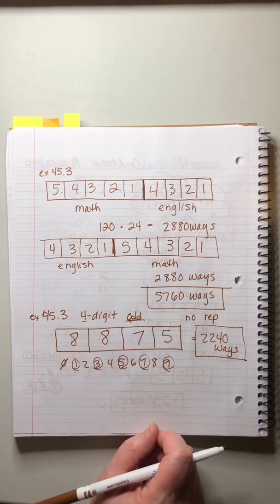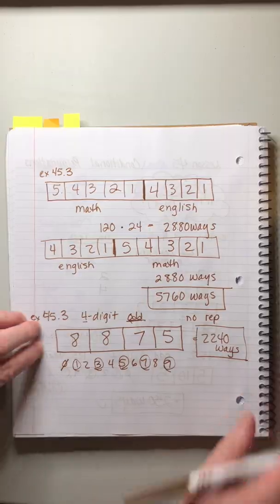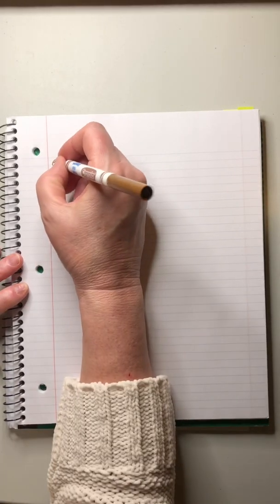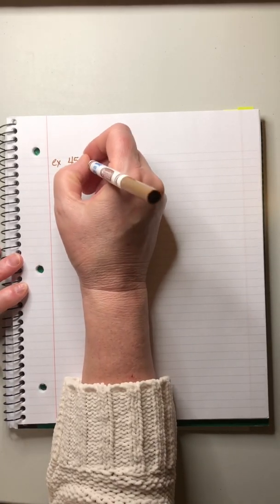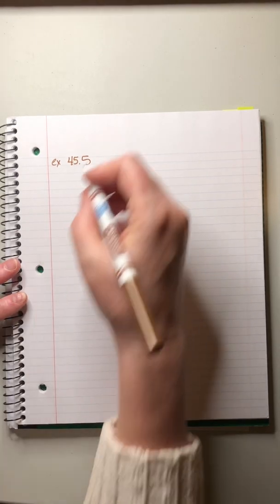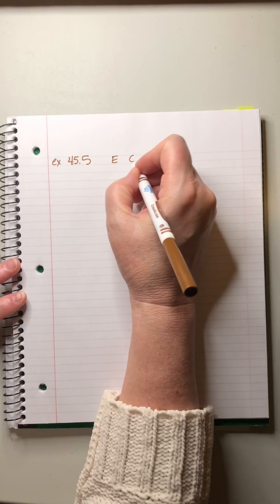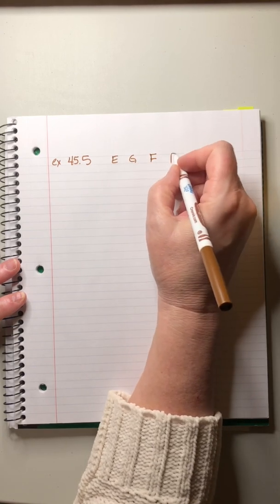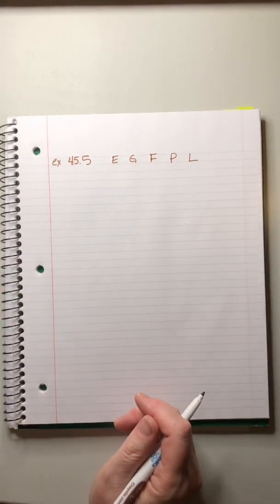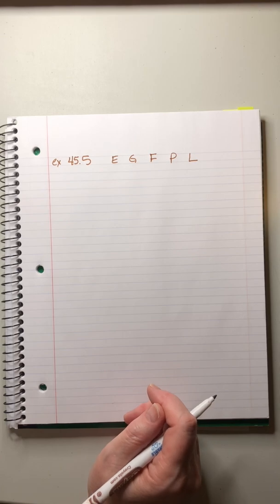All right. One more. Ready? Here we go. An elf, a gnome, a fairy, a pixie, and a leprechaun were to sit in a line.